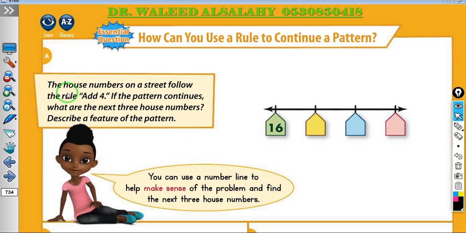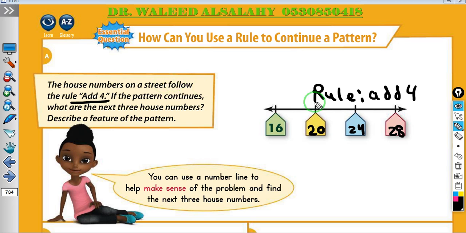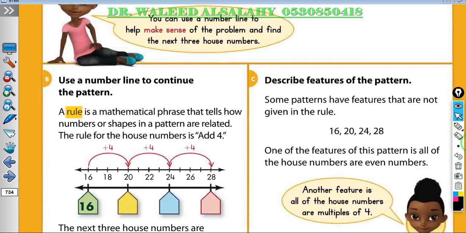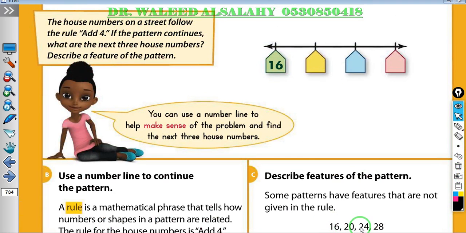Here, the house numbers of a street follow the rule add 4. If the pattern continues, what are the next 3 numbers? Teacher, this lesson is for grade 3, not for grade 4. If we add 4 to 16, it will be 20. Add 4, it will be 24. Add 4, it will be 28. So easy, teacher. The rule here: put 2 dots and write add 4, as he said. I didn't do anything new. It's not hard. This is the answer: 16, then 20, 24, 28.